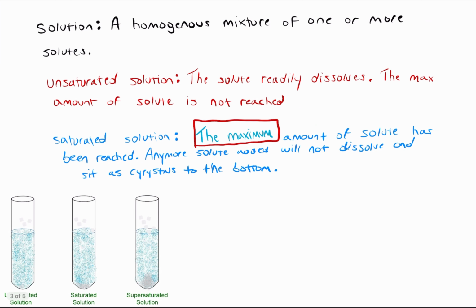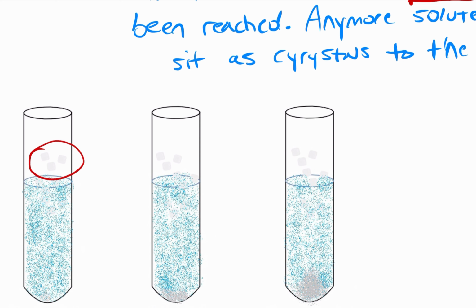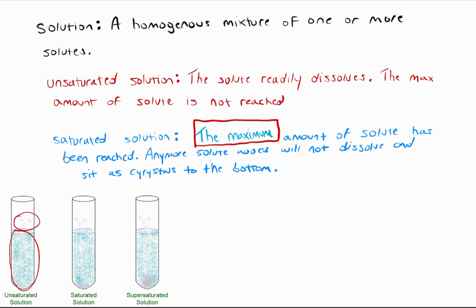So in this next slide, we have more definitions, a bit of the same thing that I said last slide, but I'll reiterate so it gets hammered into you guys' heads so we can then go ahead and do that one practice problem that I have in the back end. So again, a solution, a homogeneous mixture of one or more solutes. Unsaturated solution, the solute readily dissolves. As you guys see here, we have, again, our cool sugar cubes, and it is fully dissolved. The max amount of solute is not reached. We could let more people in the club here with this unsaturated solution.